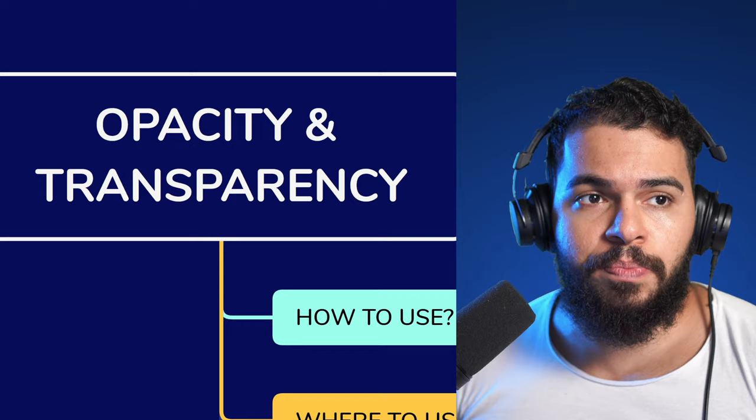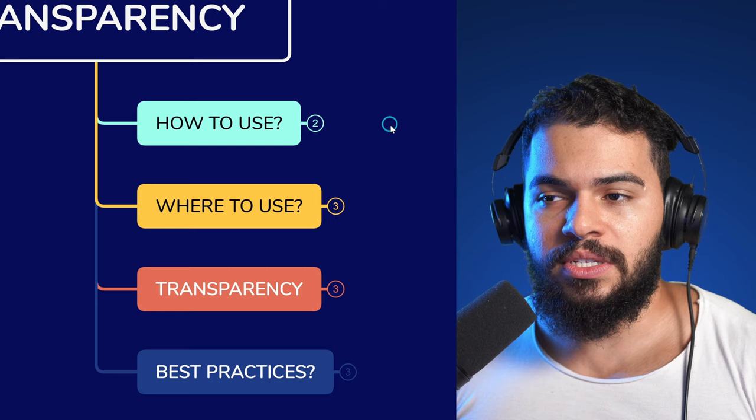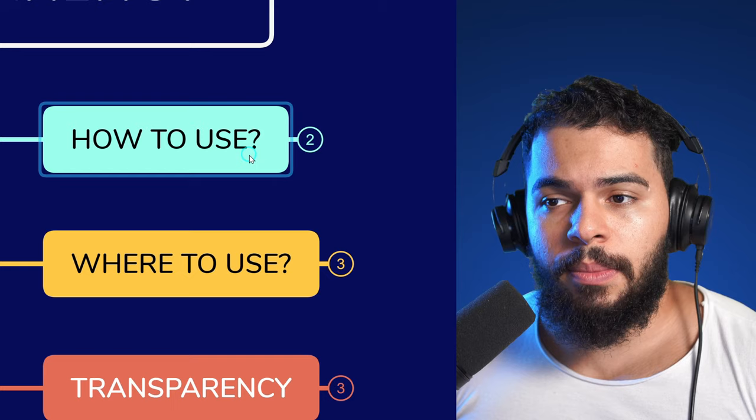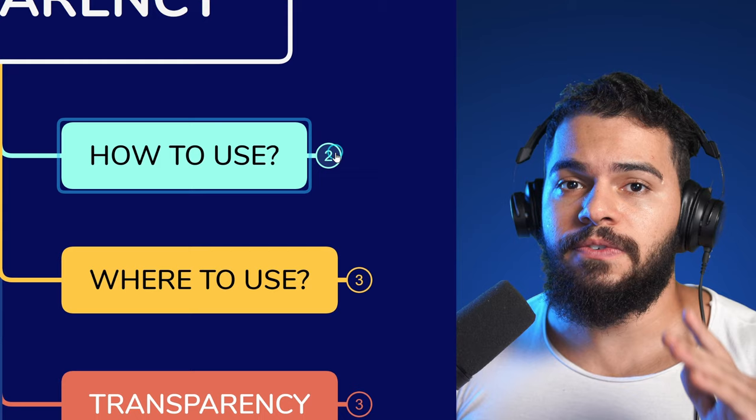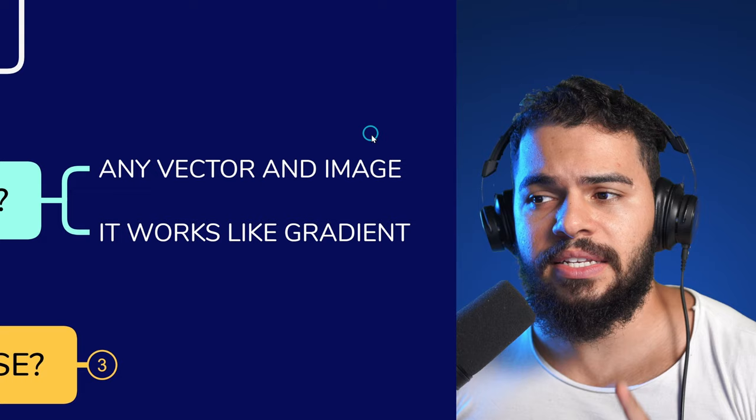Let me explain in a quick way for those of you who want to learn the best tips for using this tool. First of all, I want to share how you can use the transparency tool. Let's understand the fundamentals first. The fundamental about using transparency is that you can apply it to any vector or any kind of image. And it also works like a gradient.